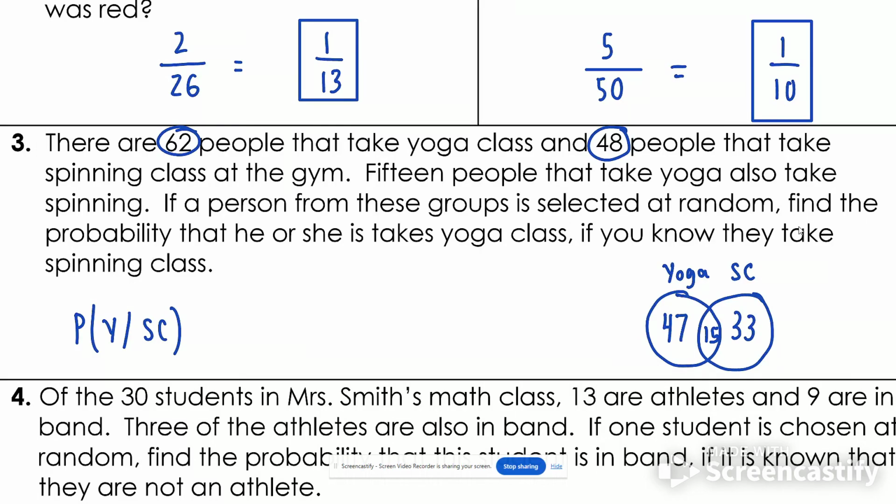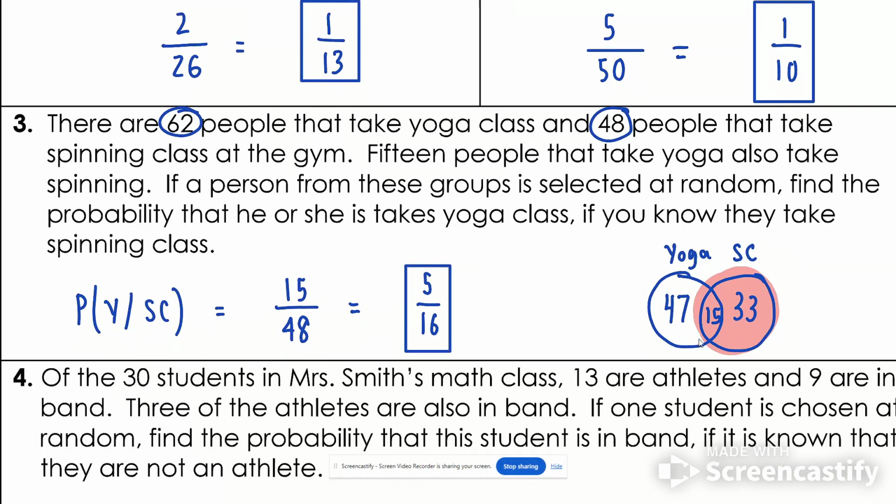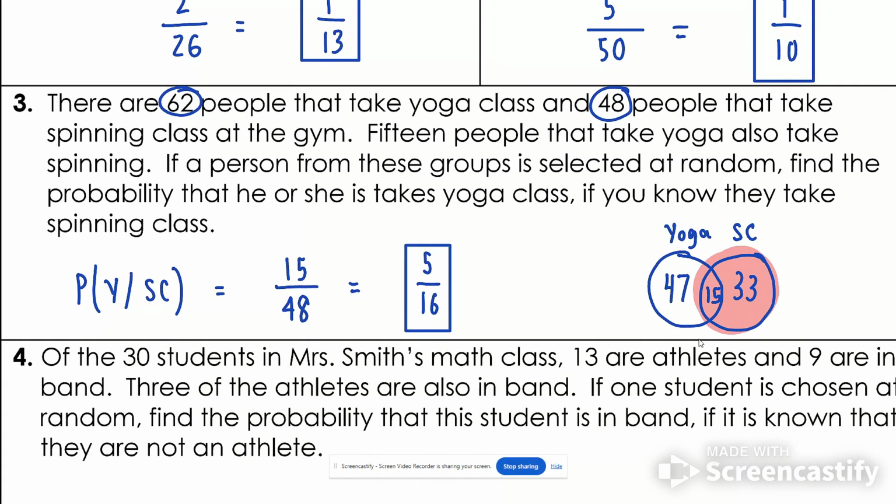All right, so let's answer the question. It says, what's the probability that they do yoga given that they do spin class? So here's the point. We are limiting it only to those that are doing spin class. We are limiting it to only 48 people. Now, out of those 48 people, how many people do yoga? 15. 15 out of 48. And that will reduce to 5/16. Okay? I know that's a little harder, but hopefully that will make sense.